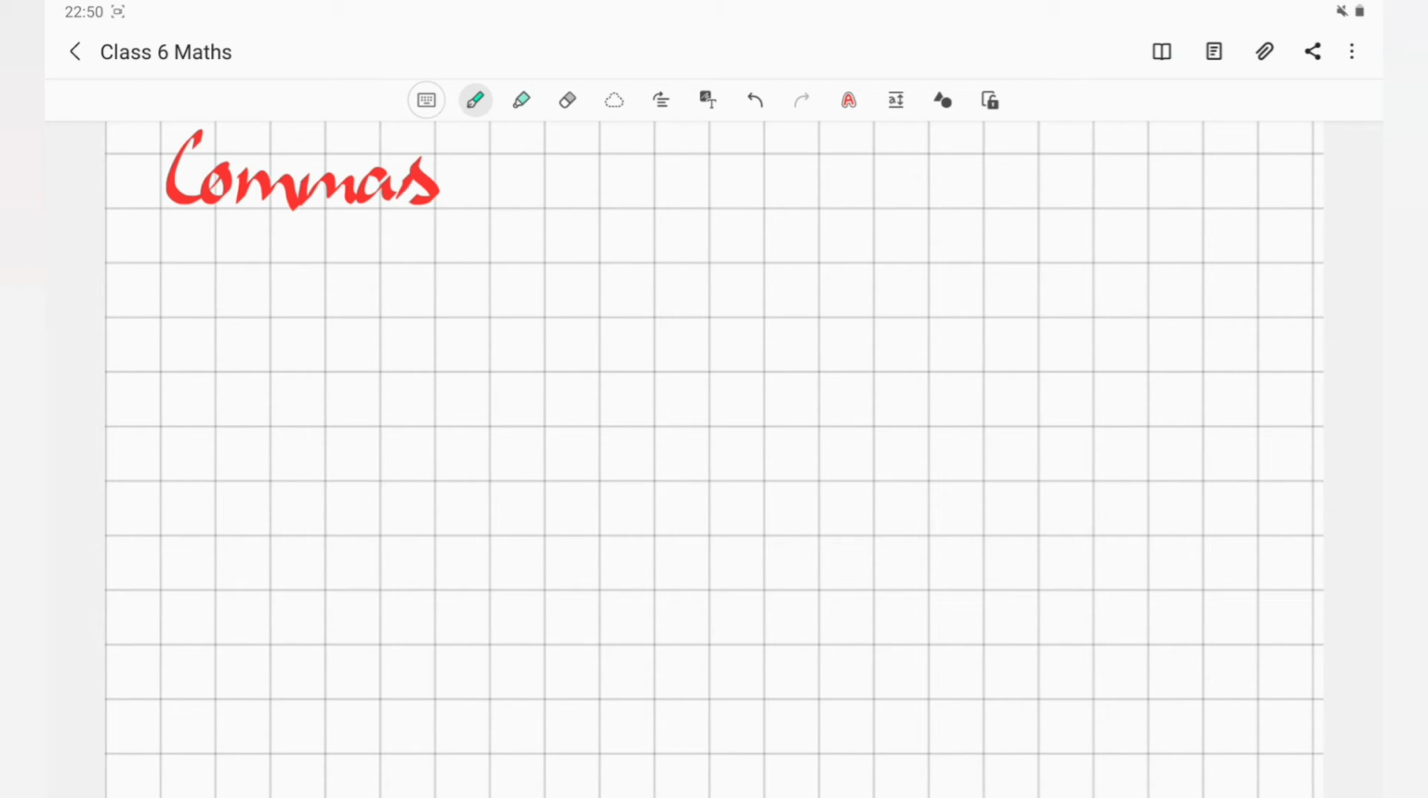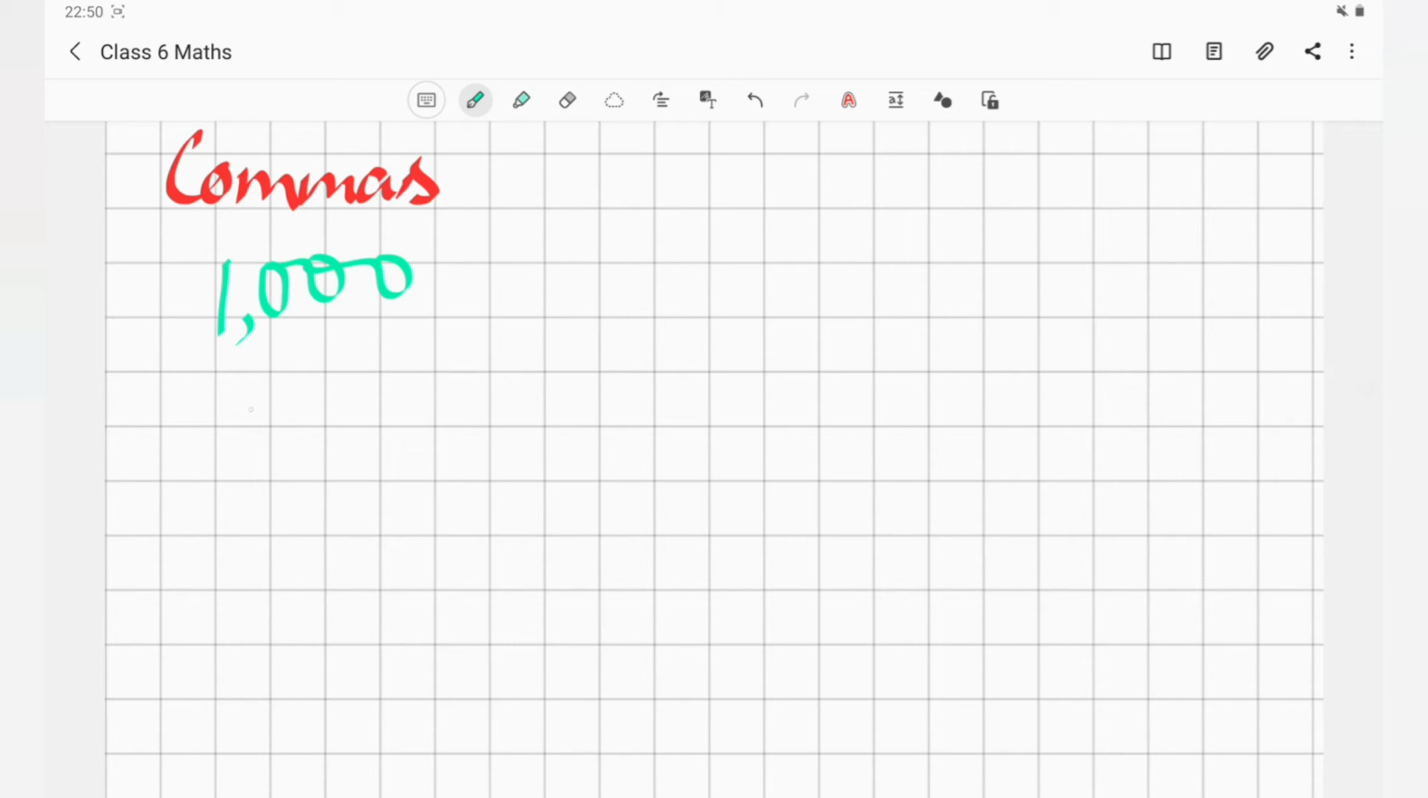In our Indian system of numeration, we use ones, tens, 100, 1000, and 10 lakhs and crore. Commas are used to mark 1000, lakhs, and crores, right? So if I write 1000, I'll write 1 and then 3 zeros, and I'll put a comma here, right? We also use it to mark lakhs and crores as well. So how do we go about it?